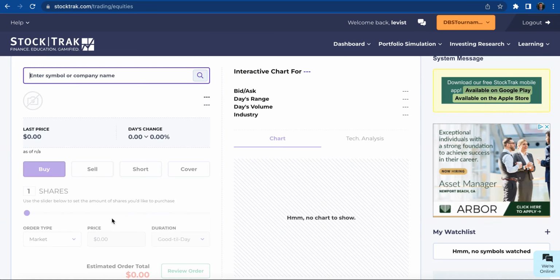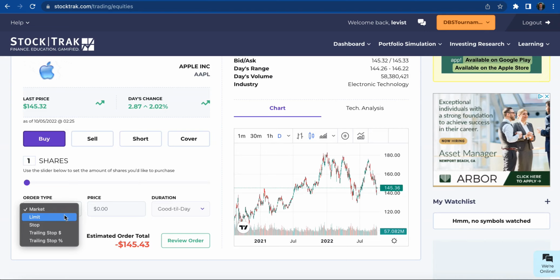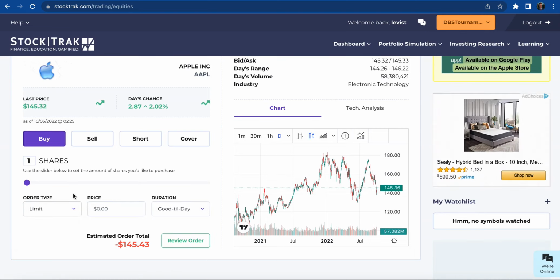Now for a second type of order, let's explain limit orders. So under market orders in this order type column, you can select limit. Now, what a limit does is it allows you to maximize profit, but it's not going to protect you against any losses. You can use a limit order both to buy and sell stocks.